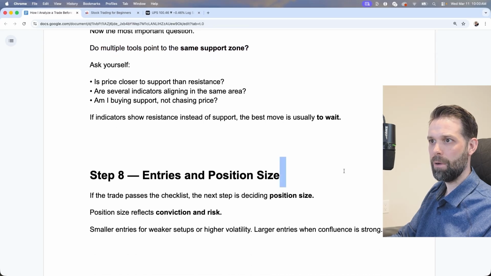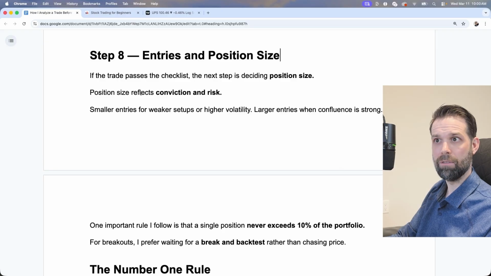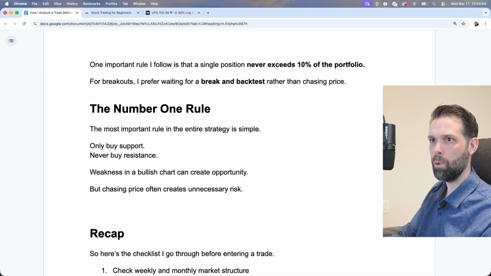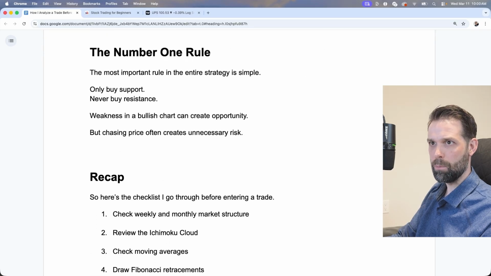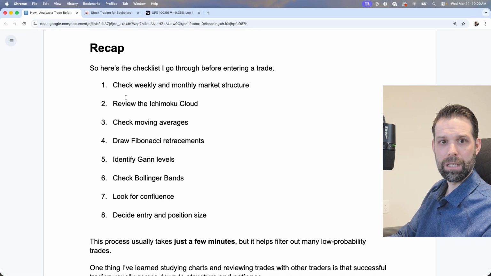And then the last step on the checklist is you can consider your entry size. So if you have a lot of conviction, then that can dictate how much you want to put on a trade. So the number one rule is only buy support, never buy resistance. And to recap here, we checked the weekly chart for the market structure and the monthly market structure as well. Review the Ichimoku Cloud, check the moving averages, draw some fibs, identify a Gann level if possible, check the Bollinger Band, and look for confluence.